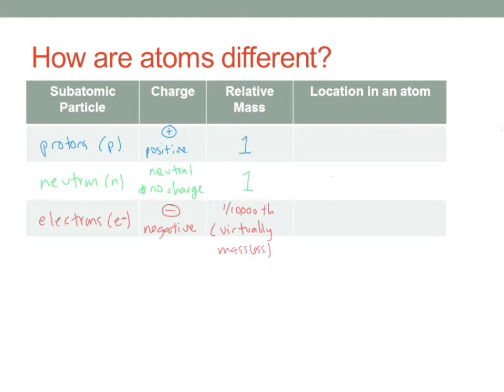Now, when we're talking about an atom, right, where do we find these in the atom? Let me just draw an atom here.